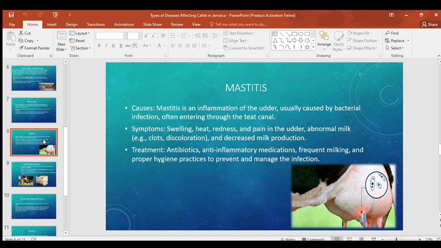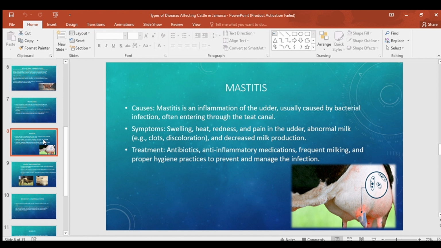But the primary thing that causes it is the bacteria. So the symptoms include inflammation of the udder, swelling, heat, redness, and abnormal milk: you see clots, you see discoloration. In more severe cases, when you milk an animal with mastitis, the milk would have a very bad odor.